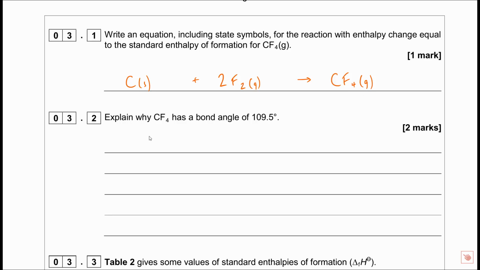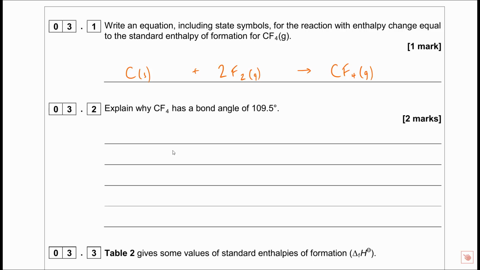1 mark. Explain why CF4 has a bond angle of 109.5 degrees. So we've gone from energetics to bonding. I tell you what, the questions are muddled up like you wouldn't believe. Okay, how does this happen? Right, so think about the structure of the carbon tetrafluoride or the tetrafluoromethane. Essentially, we've got that.